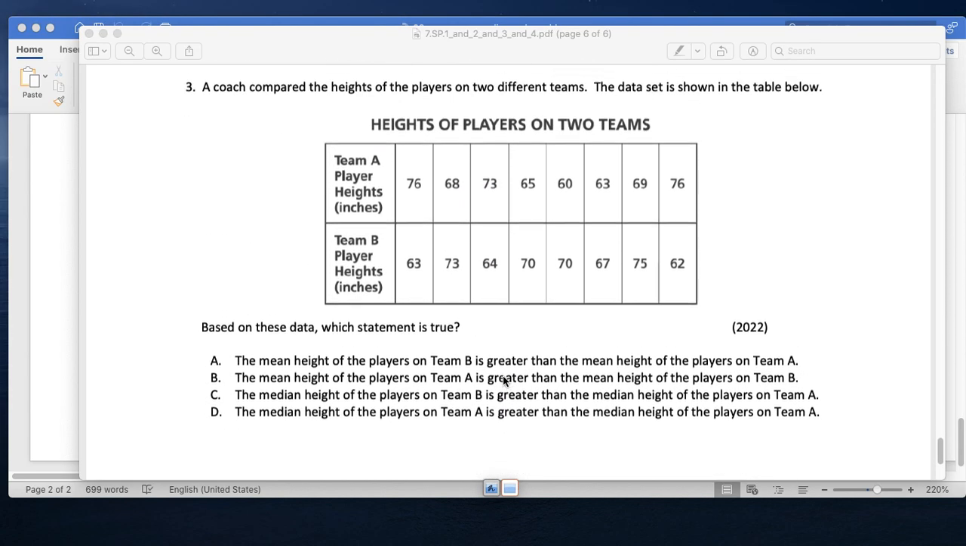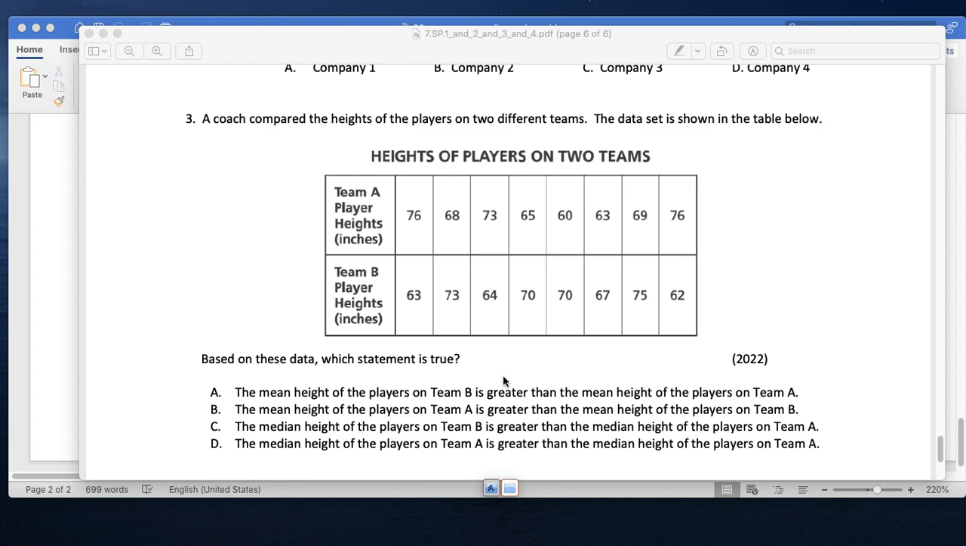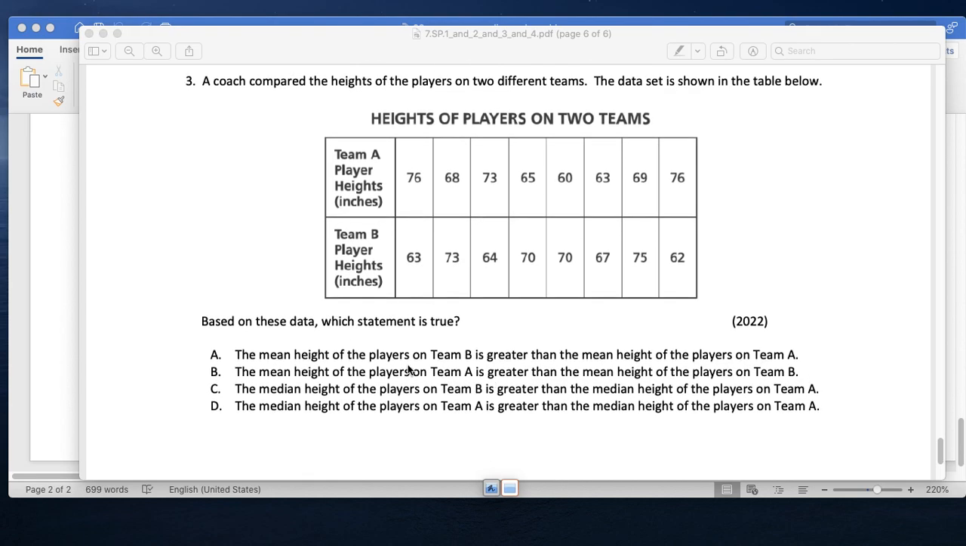Question 3, last question. This is so short. Coach compares the heights of the players of 2 different teams. The data set is shown in the table below. Okay. The mean height of the players of Team B is greater than the mean height. So you actually have to add this up. You can't just eyeball it. 76 plus 68 plus 73 plus 65 plus 60 plus 63 plus 69 plus 76, enter, divided by 1, 2, 3, 4, 5, 6, 7, 8. This one here is 68.75.